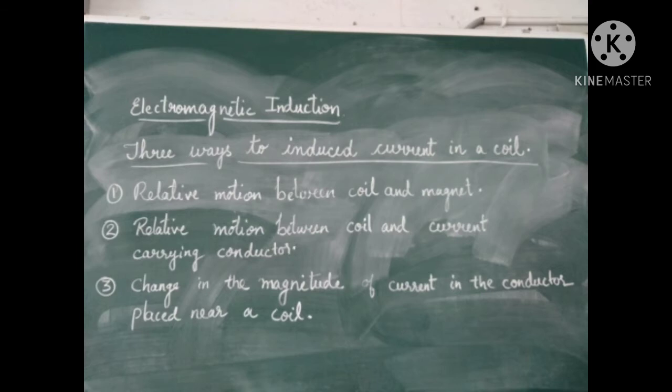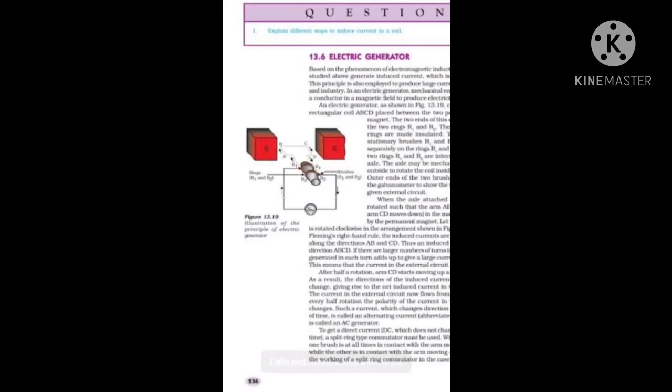Now we will see an application of electromagnetic induction: the electric generator. This is the last topic, children, in your NCERT book, because after this the next topic, domestic electric circuit, in the revised syllabus, has been deleted this time. So this will probably be the last topic.